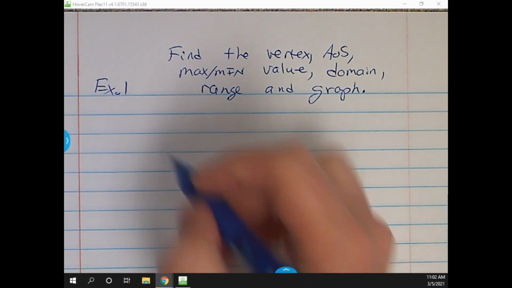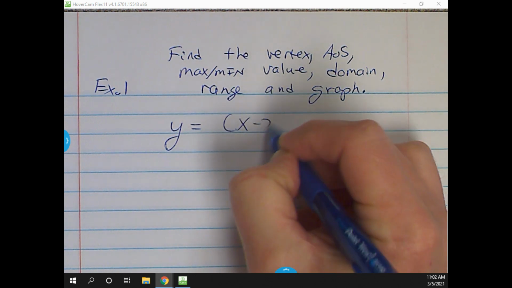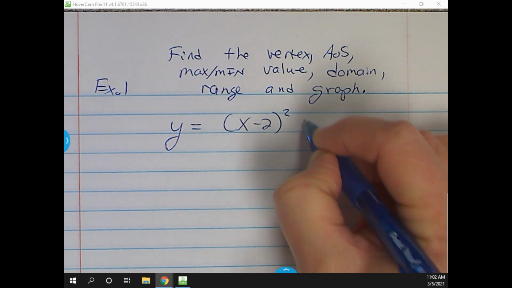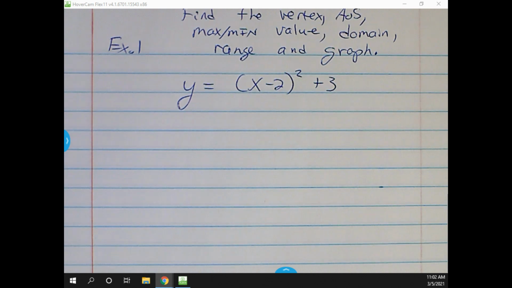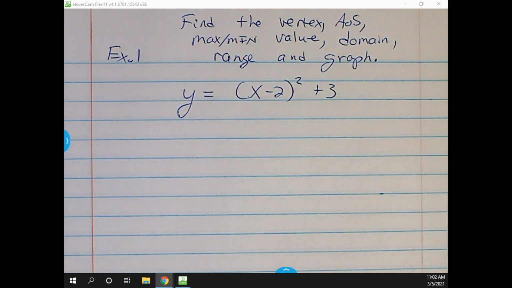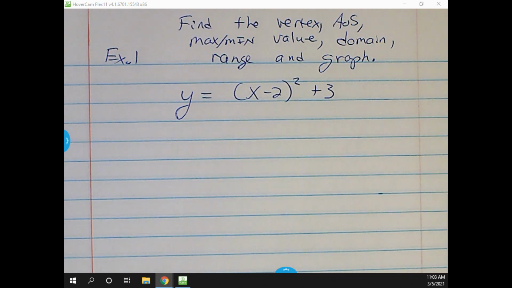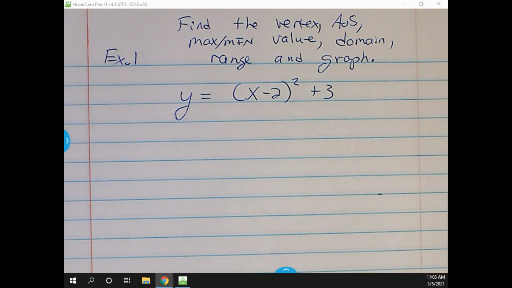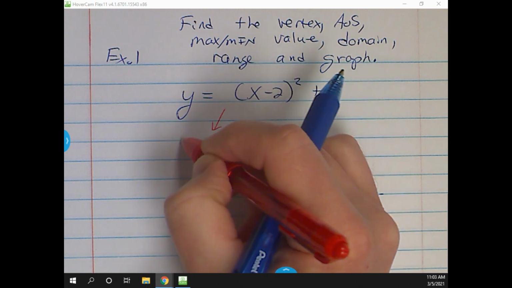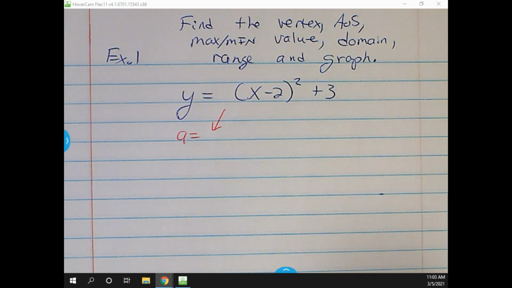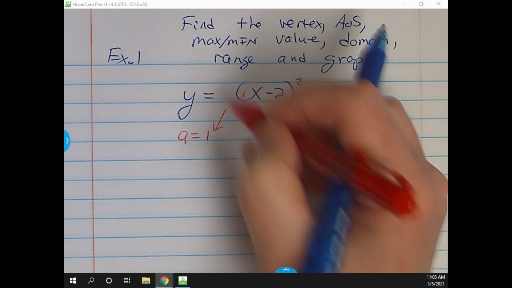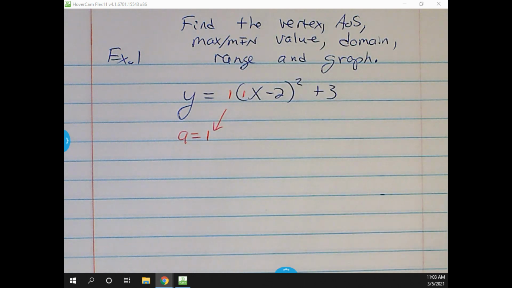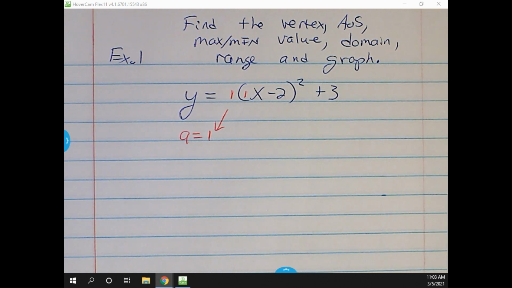So the first example we're going to do is y equals (x minus 2) squared plus 3. The good thing on this one is all the information that you need is right here. You don't have to do anything to the equation; you just go back in and pull out the numbers. So the a value would be the number that's in front. If there's not a number there, it's understood to be a 1, almost like a distributive property with a 1 on the x part. So it's always going to be an understood value of 1 if there's nothing there.